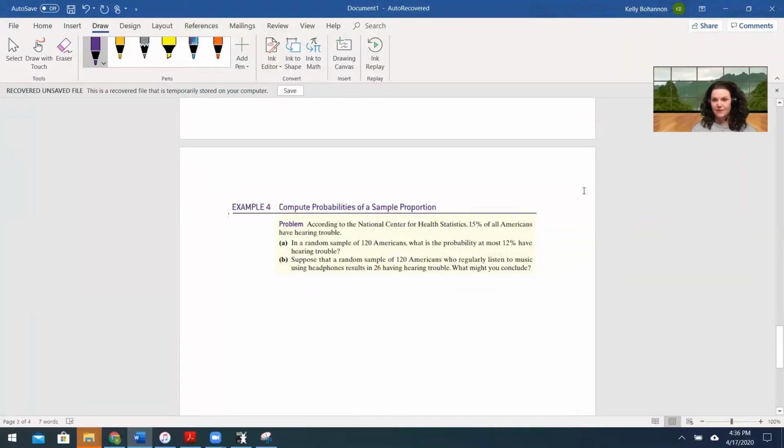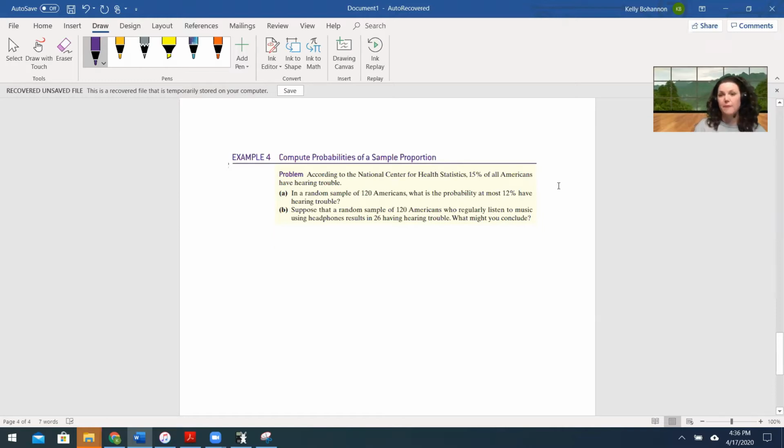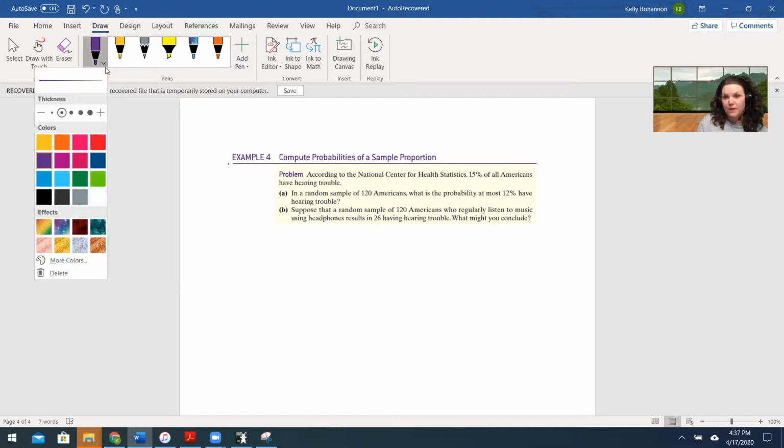This is the last example for this section. Example 4, we're going to compute probabilities of a sample proportion. Anytime you see compute probabilities, that means you're going to be using your Z table, which means you'll need to use your Z formula, but it's going to look a little bit different. It is in fact the same formula, so I don't want it to bother you.